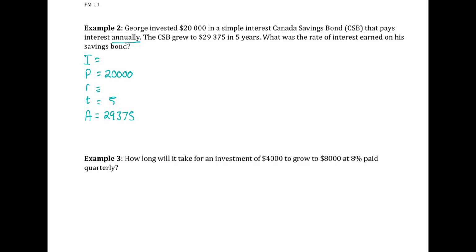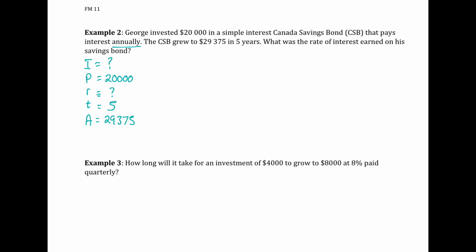Oh, it was 5 years. I can write that down in here. The rate, I do not know. And I do not know the interest as of right now. So right now I have two unknowns, and that's kind of scary because you can't do math with two unknowns. Which one is the easiest one to do first? Probably the principal, right? No, not the principal. The interest. I want to find out what the interest is.